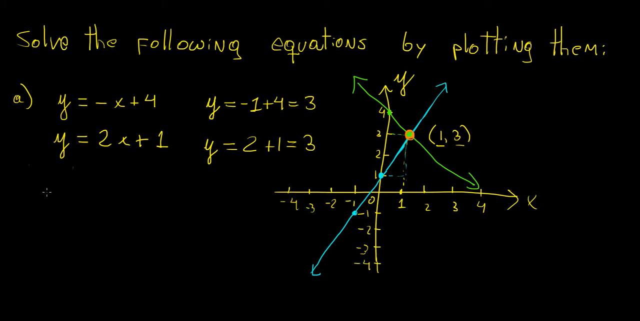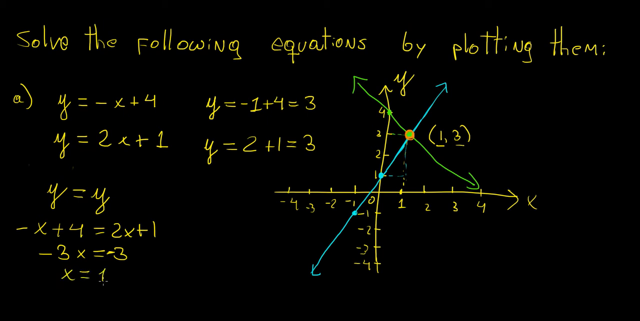However, if we wanted to do a method where we are not required to draw the two lines on the Cartesian plane, we can just do the same technique we used in the last video, which is set both equations equal to each other, so we can solve for x. So now we can move the 2x to this side, so we have 3x minus 3x on this side, and then 1 minus 4 is 3, so that becomes minus 3, and then we can divide both sides by minus 3, so x is equal to 1.